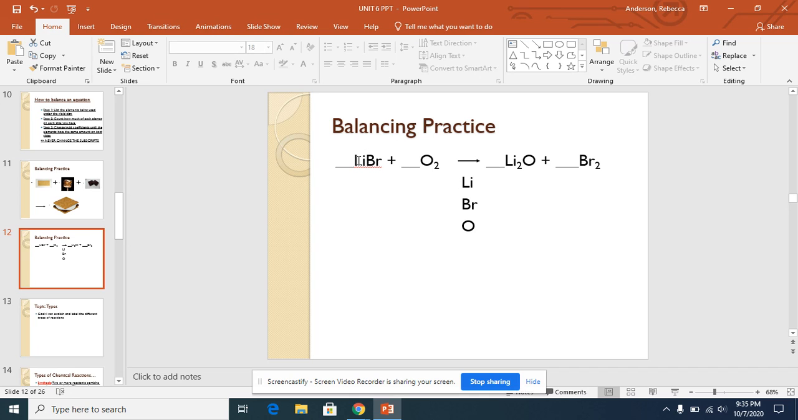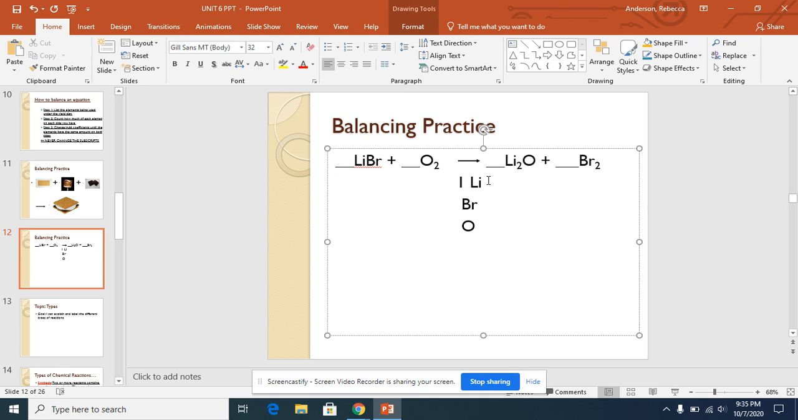First, let's look at Li. Over here, there's only 1 Li, so I'll write a 1 on that side. If we look on this side of the reaction, Li has a subscript of 2. That means we have 2 Lis. Now Br, on this side we have 1 Br. On this side we have 2 Brs. Oxygen, on this side we have 2 oxygen. On this side we only have 1 oxygen. And we see that by the subscripts.